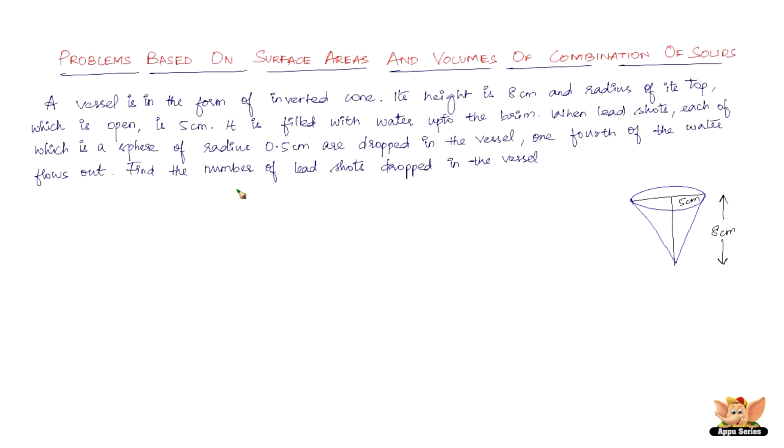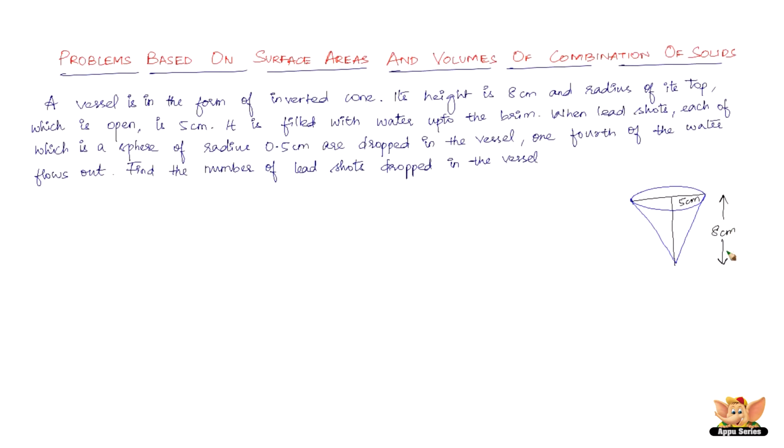In this video, let us continue to solve more problems based on surface areas and volumes of combinations of solids. And we've got a problem here which is based on a vessel which is in the form of an inverted cone. So this is that vessel. So the question is, the vessel is in the form of inverted cone.